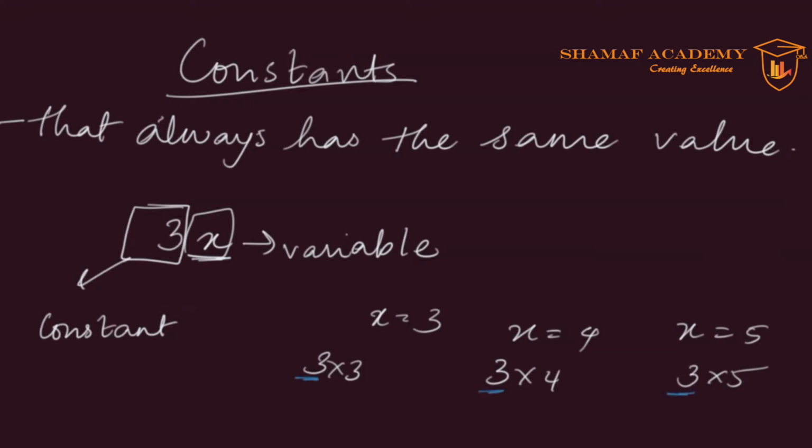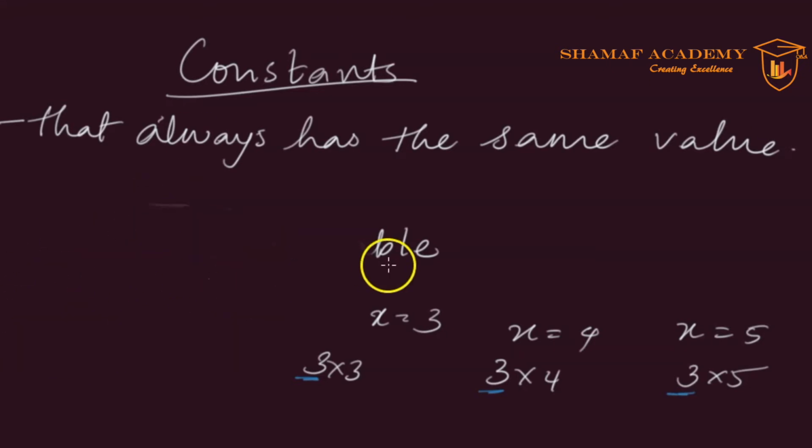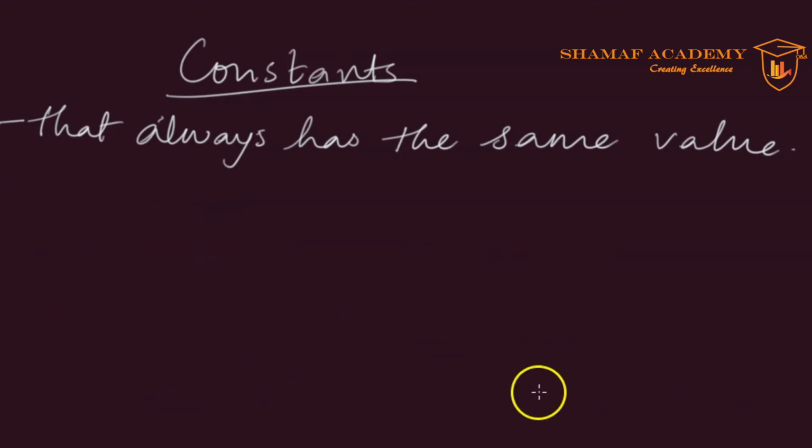It's all the same. So this right here is called a constant. There are many other forms. There are many other ways also of a constant, which I'll show you right now. Just let me erase this.